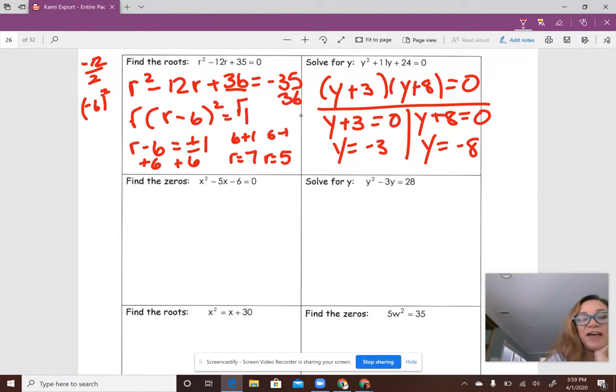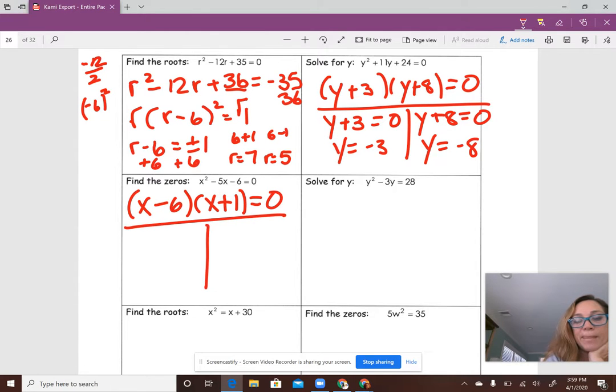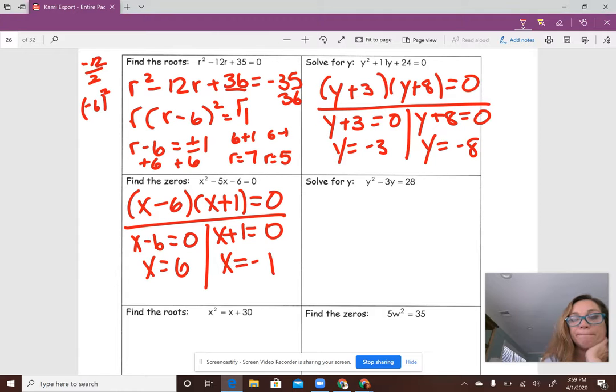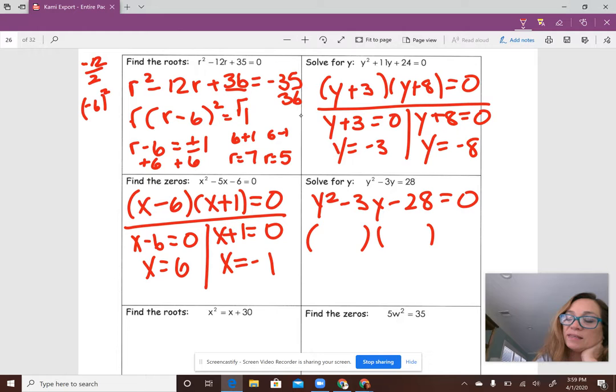All right, so this one I'm going to factor. I get x minus 6 and x plus 1. So x minus 6 equals 0, x equals 6, x plus 1 equals 0, x equals negative 1. Okay, so y squared minus 3y minus 28 equals 0. Remember that this all comes from the zero product property. That's why we set it equal to 0.